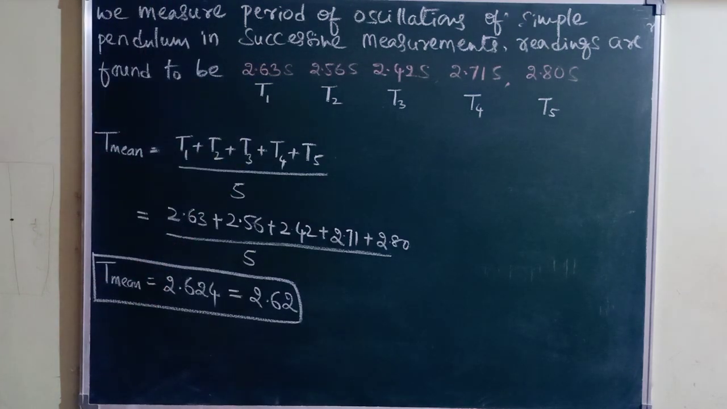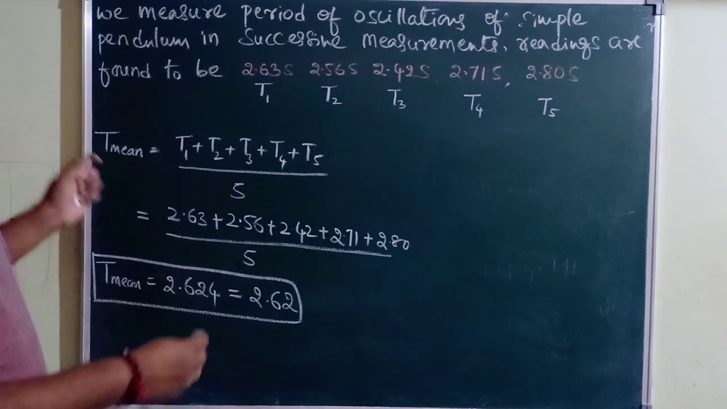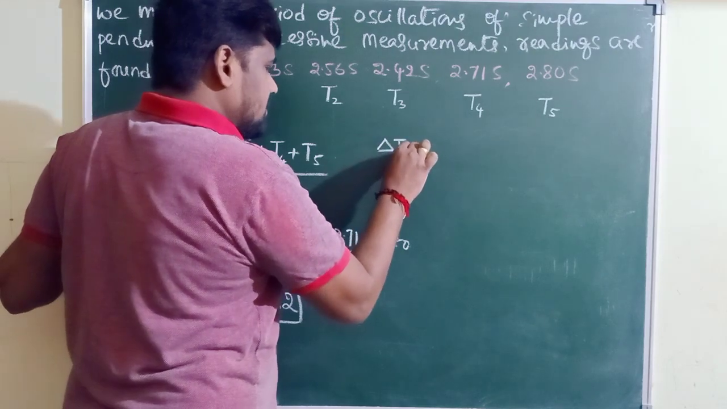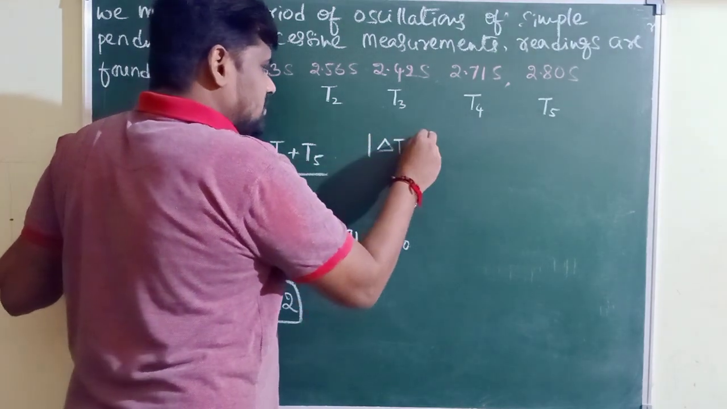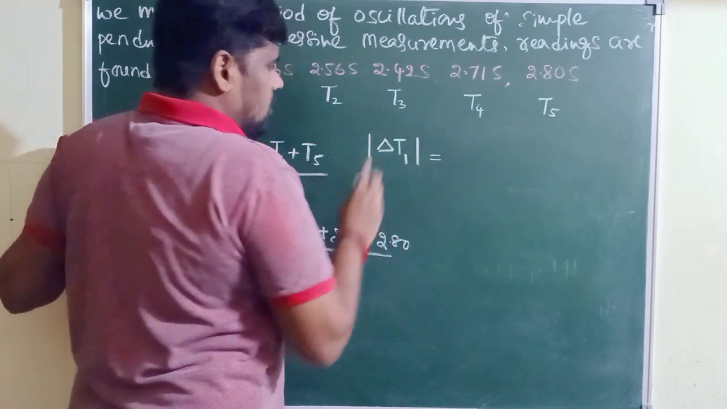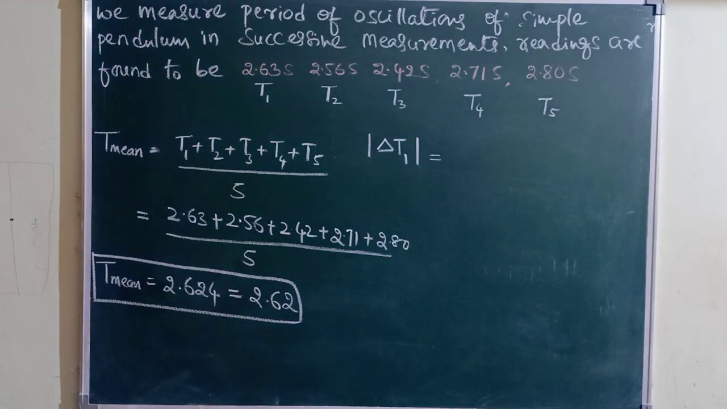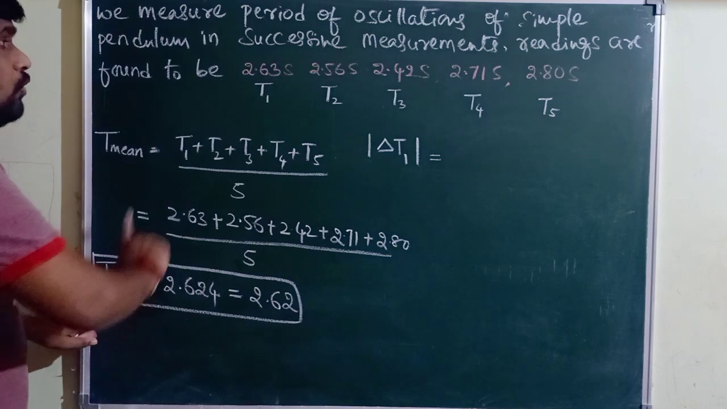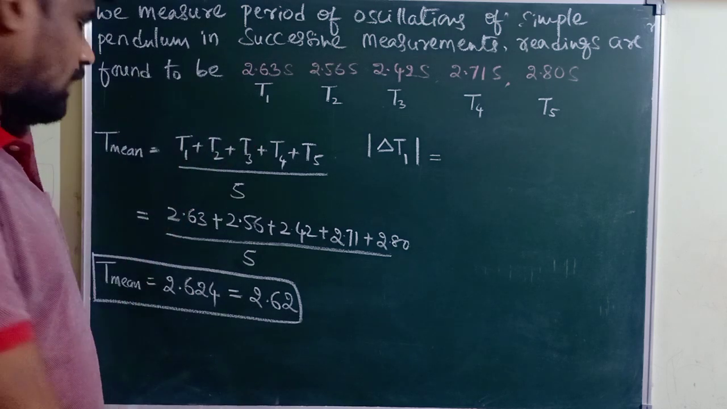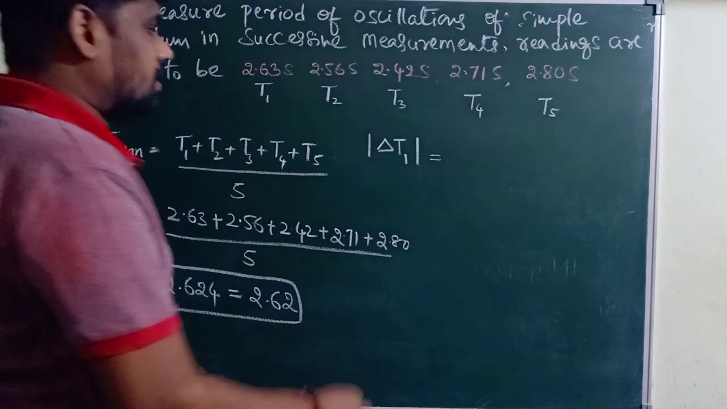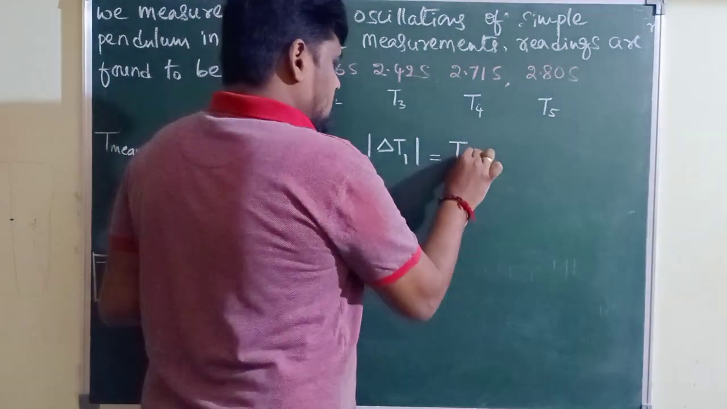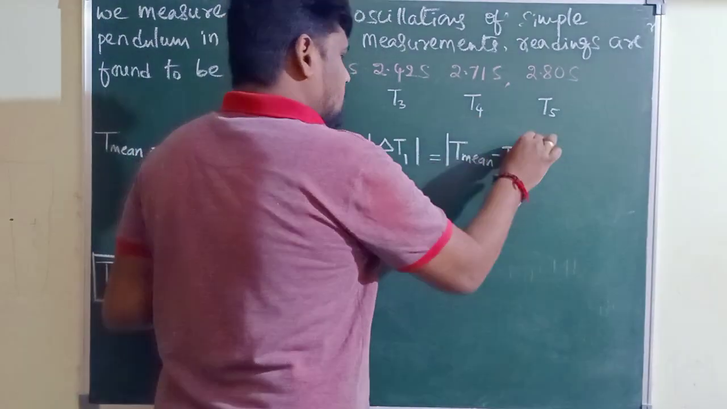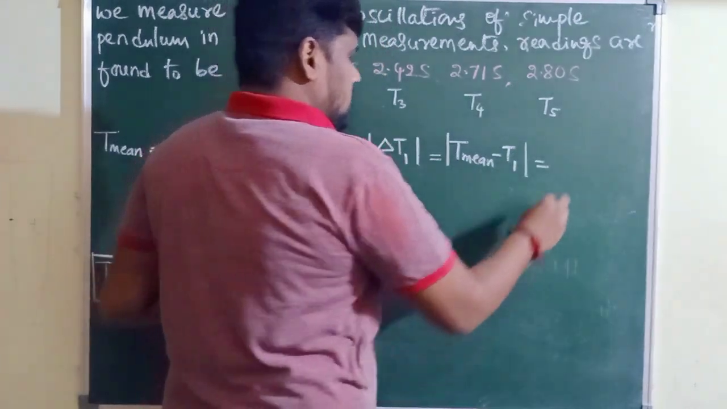I will go on calculating the absolute errors here. The first absolute error is given by delta T1, that is the absolute error in the first measurement. As I said, this modulus is to make the values positive. Delta T1: the formula is true value minus measured value. The true value is T mean, so delta T1 equals the modulus of T mean minus T1.